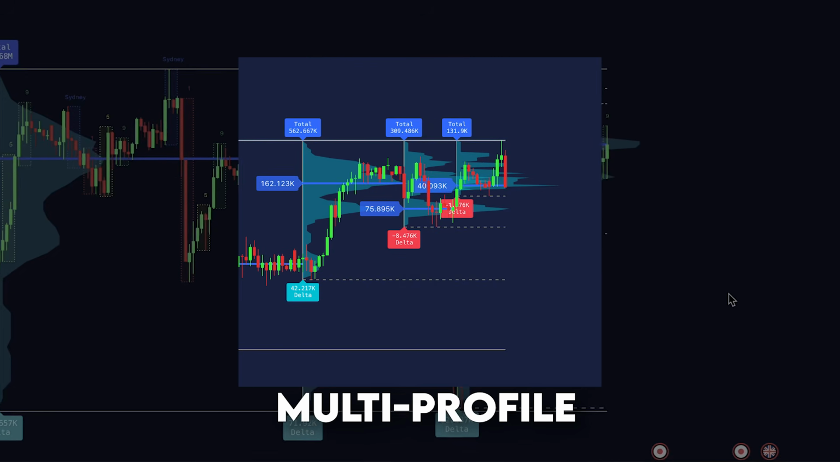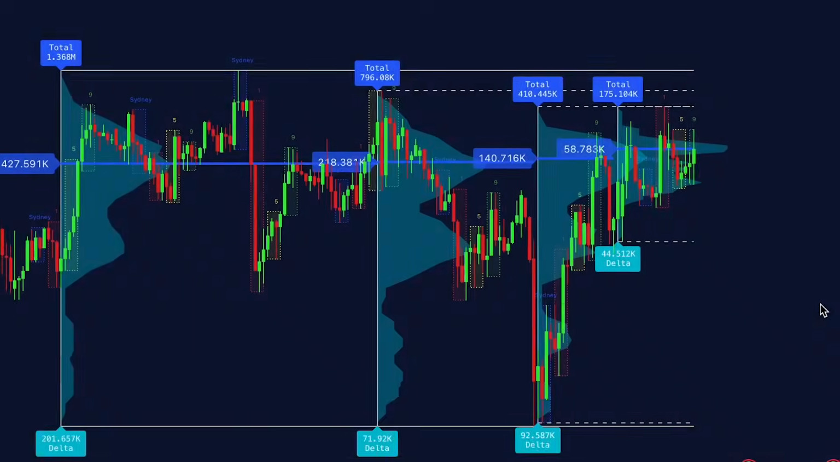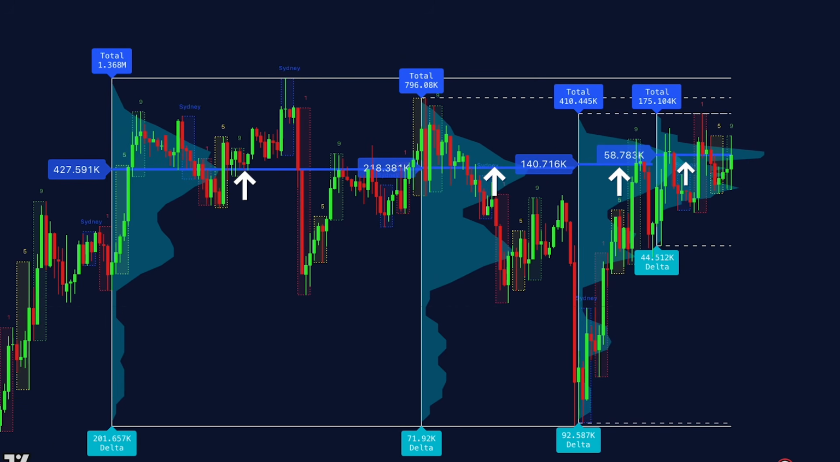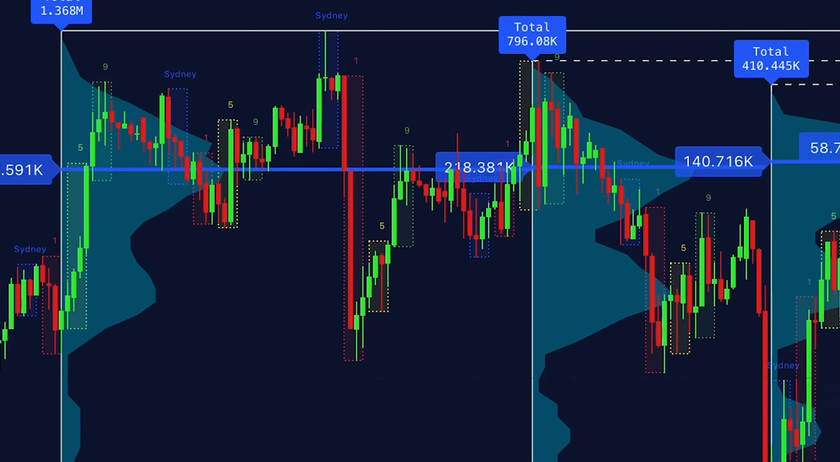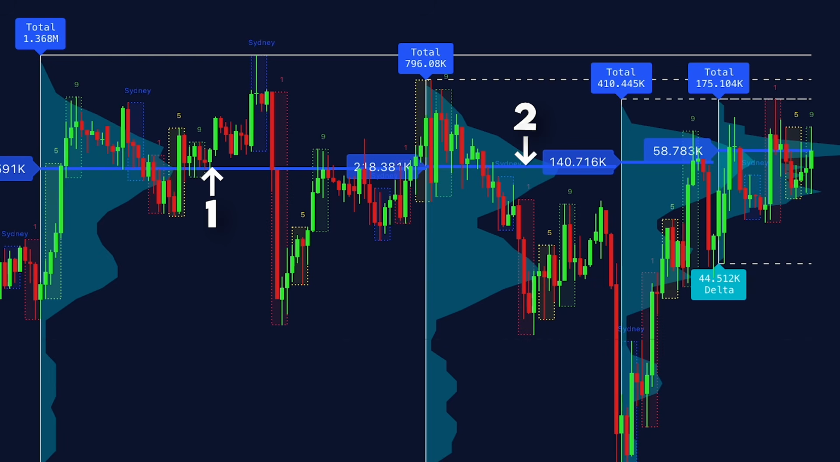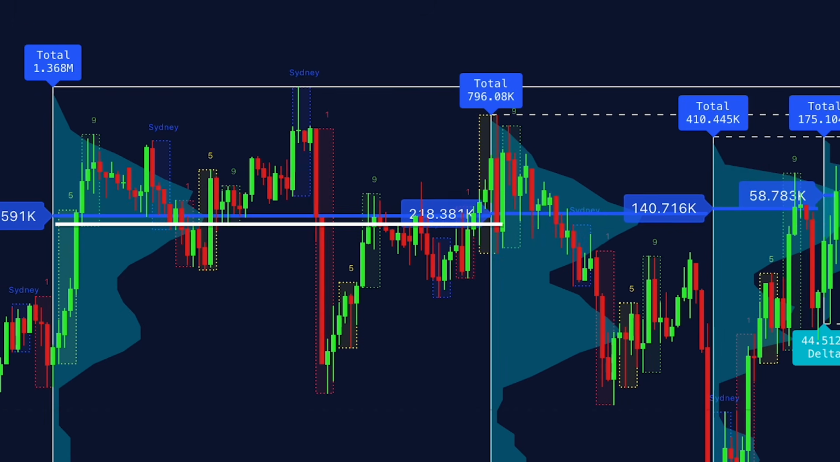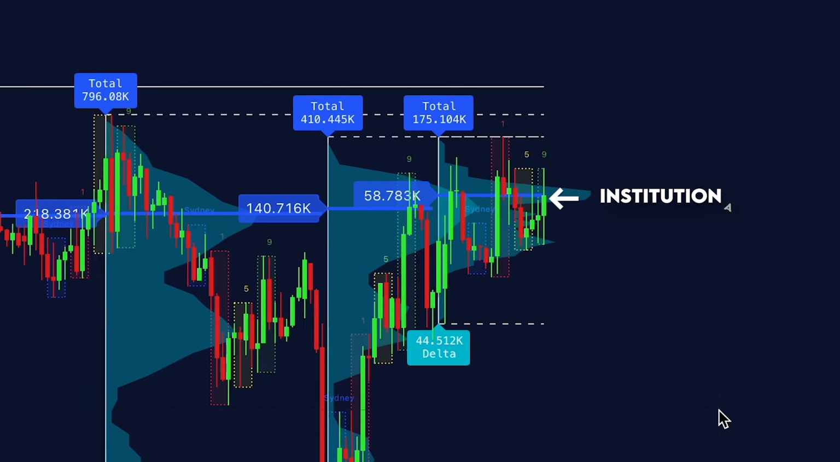Layer 2, the multi-profile confluence detection, is where it gets interesting. This is where the great accuracy comes from, when multiple profile layers align at the same price level. First, you want to watch for POC lines from different profiles converging at or near the same price zone. Now, when Profile 1, Profile 2, and Profile 3 all show POC lines within 10 to 15 pips of each other, you've found an institutional confluence zone.